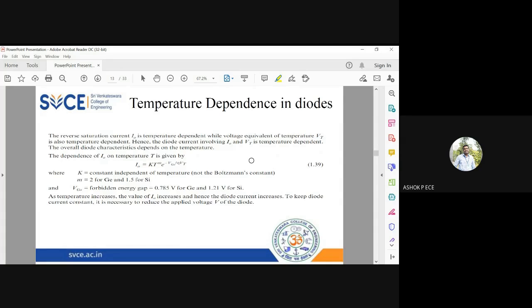See here, it is K into T power m into e power minus Vg naught by eta Vt. Whenever you put small k, it is the Boltzmann constant. Here it is capital K, and this capital K and small k are not the same. Don't get confused. This K is a simple, normal constant. T is temperature, and m is 2 for germanium and 1.5 for silicon.